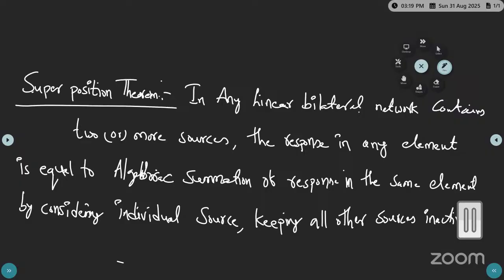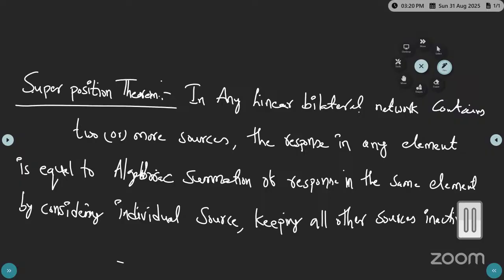So, I repeat, in any linear bilateral network containing two or more sources, the response in any element. What does it mean by response here? Maybe current, maybe voltage. The response in any element is equal to, it will become equal. That is LHS. Response means current. LHS is equal to algebraic summation of the response in the same element. We have to add the responses in the same element.